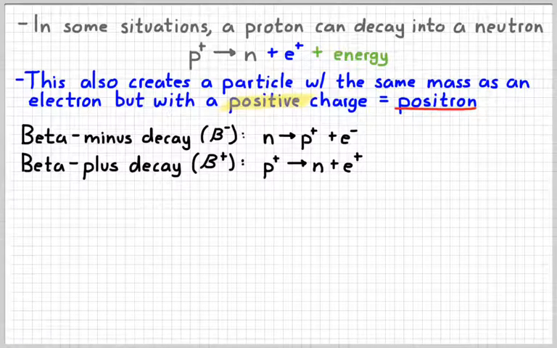Notice that in both situations the total charge doesn't change. A neutron has no charge, so a proton plus an electron has no charge. And in the second kind, a proton has a positive charge, and a neutron plus a positron has a positive charge. So one thing we should notice is that the charge doesn't change during one of these nuclear decays.